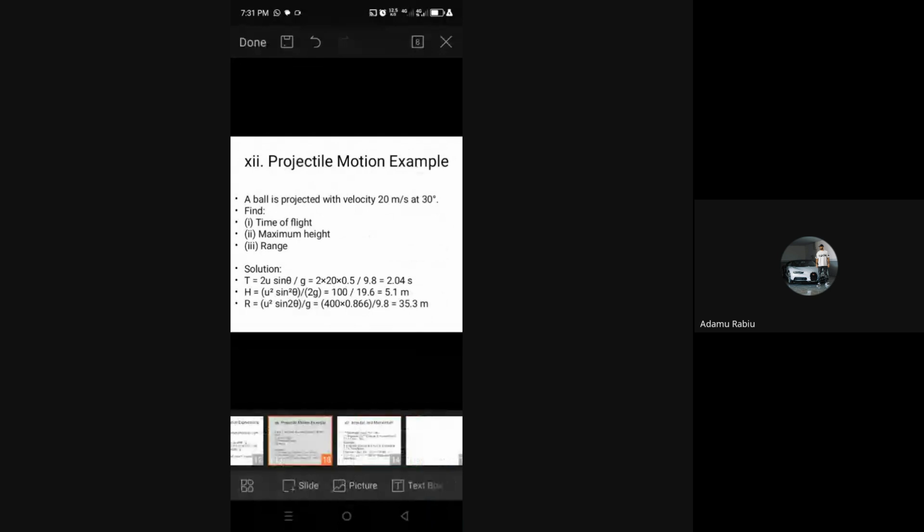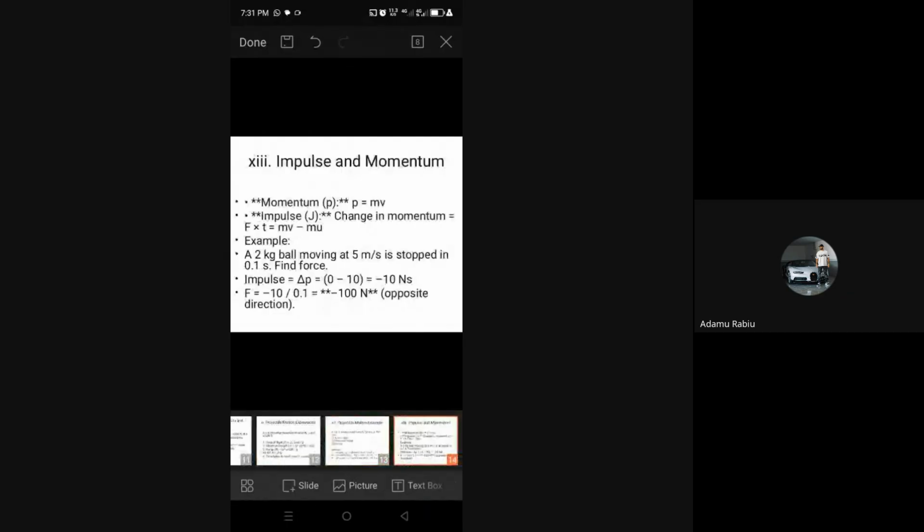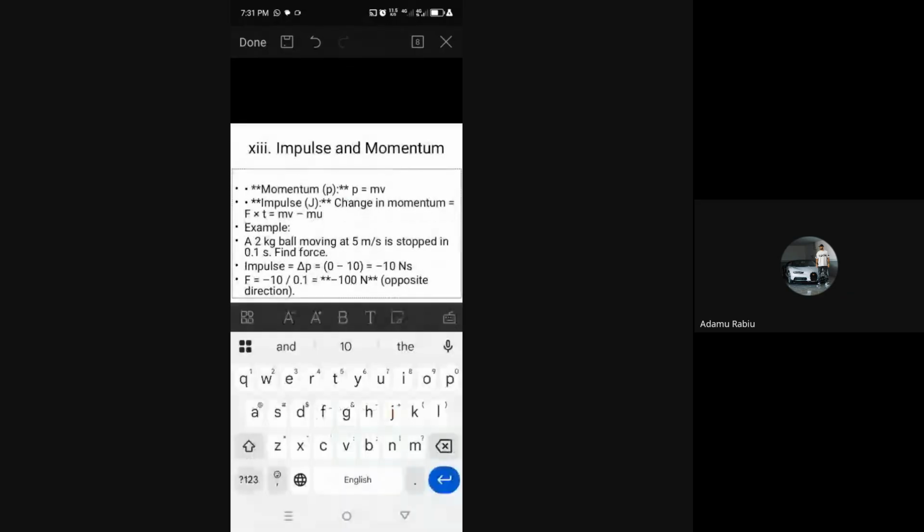So projectile motion examples, let's see examples of projectile motion. Okay, let's not start calculation now. Let's exhaust all the formulas that we'll be dealing with here. Let's look at another one. Impulse and momentum.